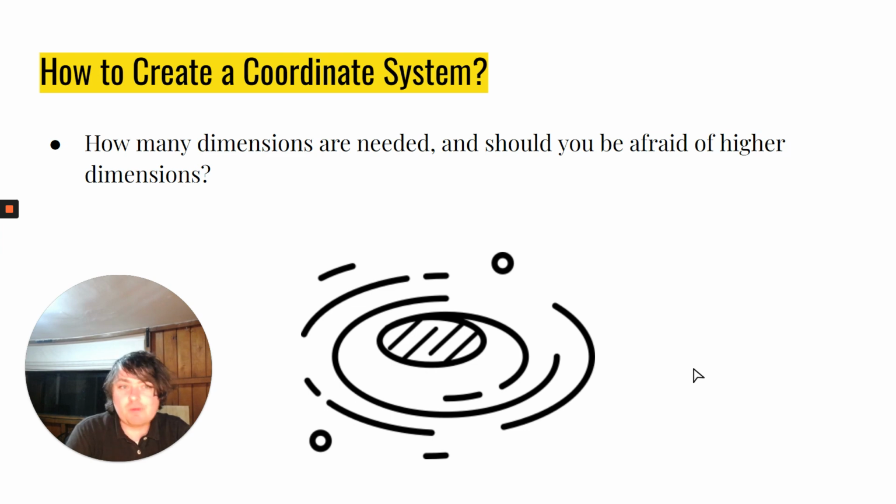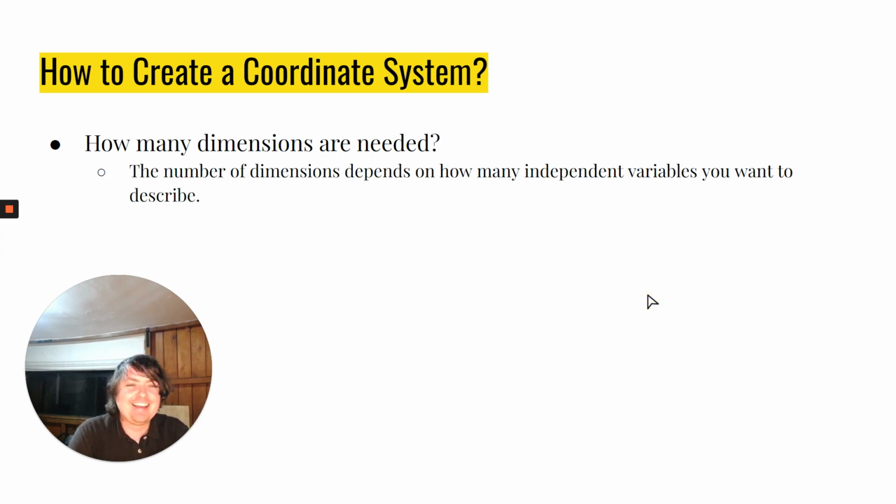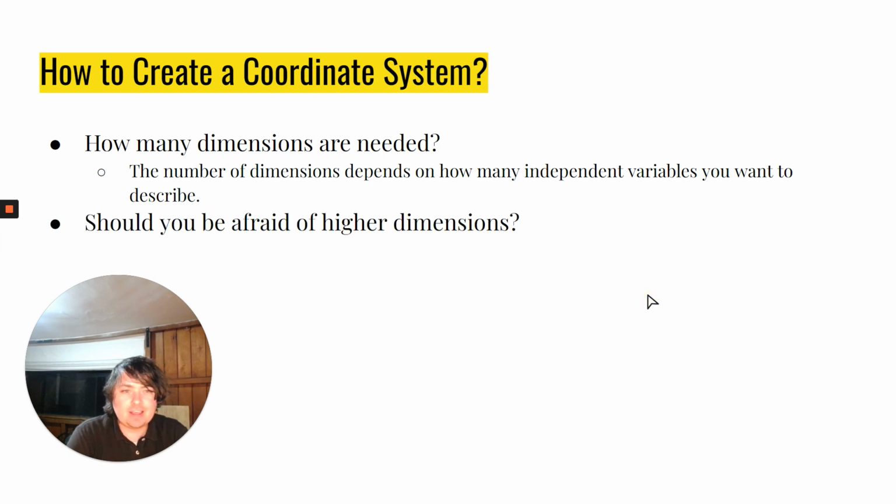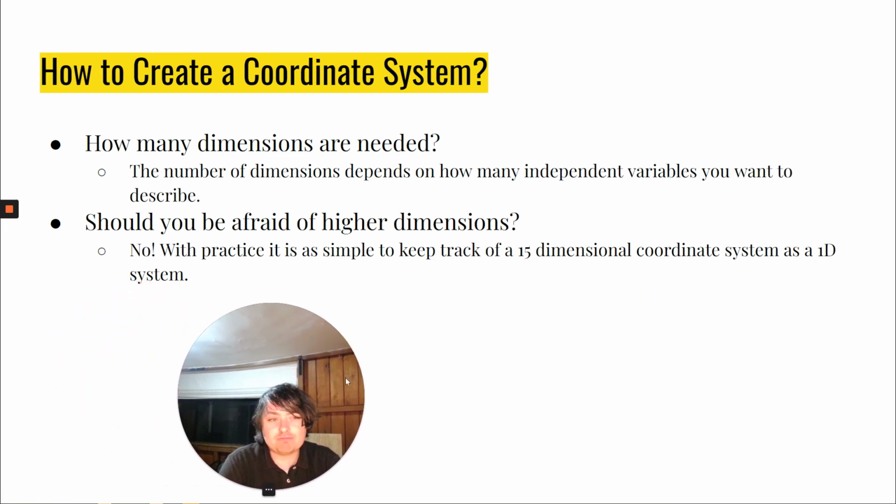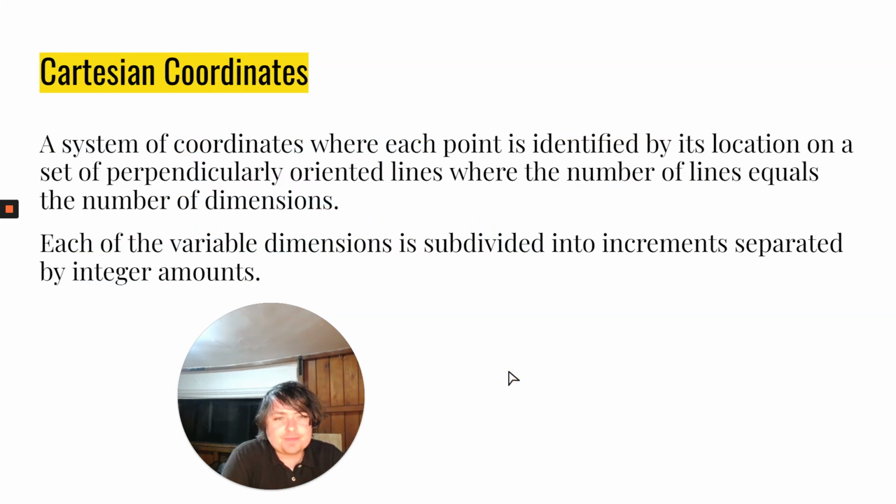And so how many dimensions are needed when you create a coordinate system, and should you be afraid of higher dimensions, like a little black hole? So first, how many dimensions are needed? This depends upon how many independent variables you want to describe in your system. And should you be afraid of higher dimensions? No. With practice, it's as simple to keep track of, say, 15-dimensional coordinates as it is a one-dimensional system.